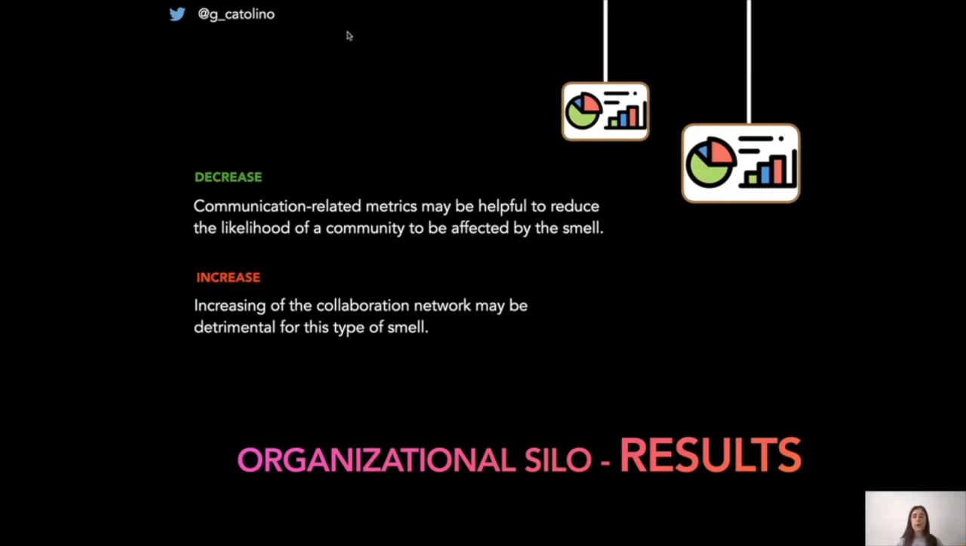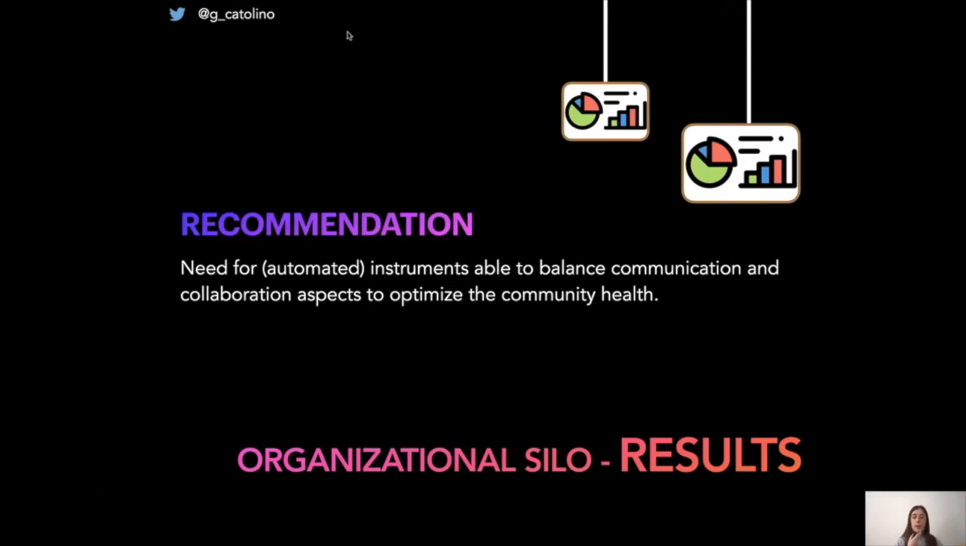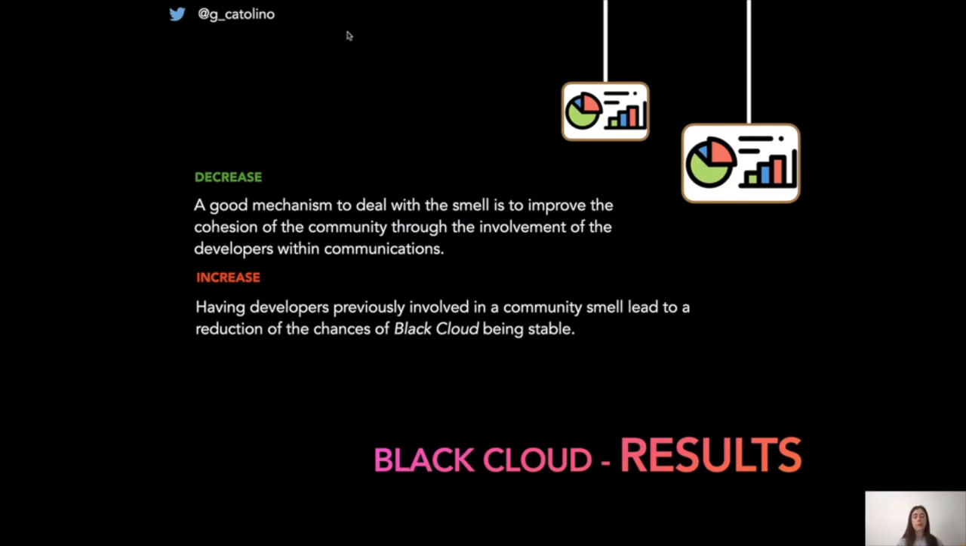So, as for the organizational silo, we notice that communication-related metrics can be helpful to reduce the variability, so the high variability of the smell. But on the other side, the increasing of the collaboration may be detrimental for this type of smell. So our recommendation is to provide instruments able to balance communication and collaboration in order to optimize the community health.